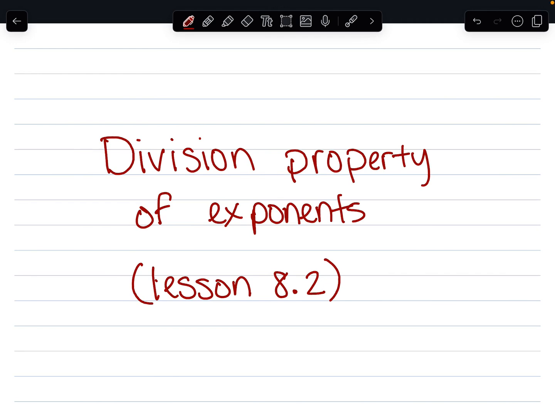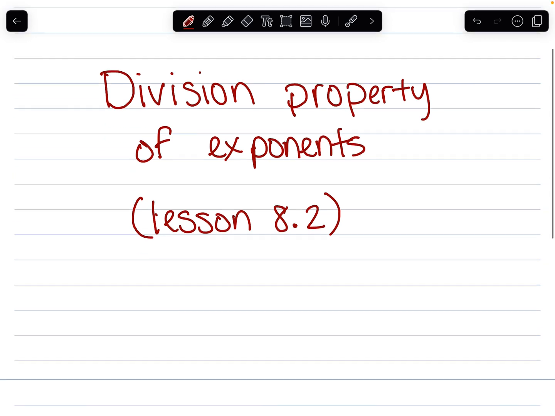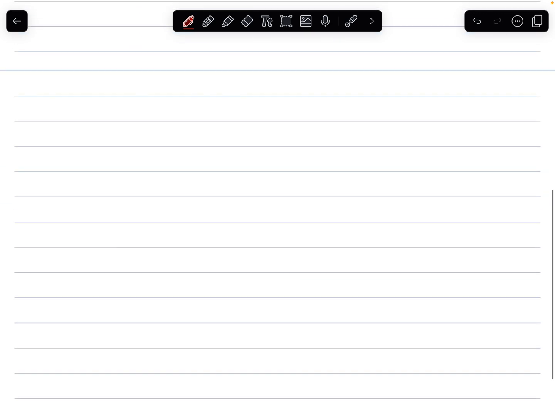Okay, we're looking at lesson 2 today, talking about division properties of exponents, which follows what we just did yesterday, which was multiplication, right? So, on yesterday's, when it was multiplication, what did we do to our exponents? We added them together, right? So, what do you think we're going to do when it's division? We're going to subtract, okay?